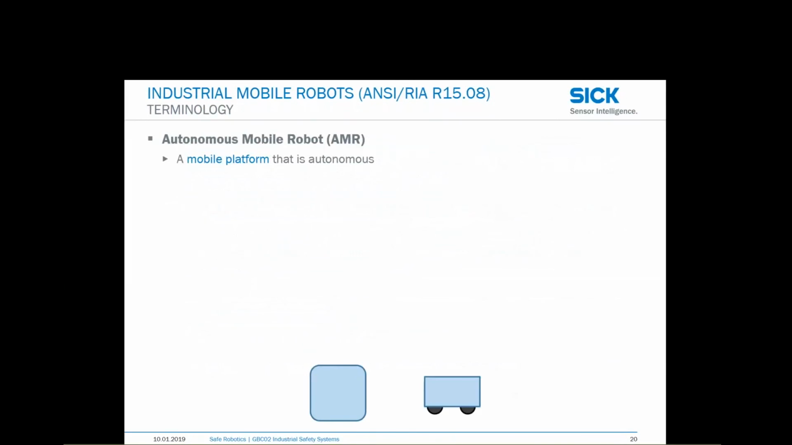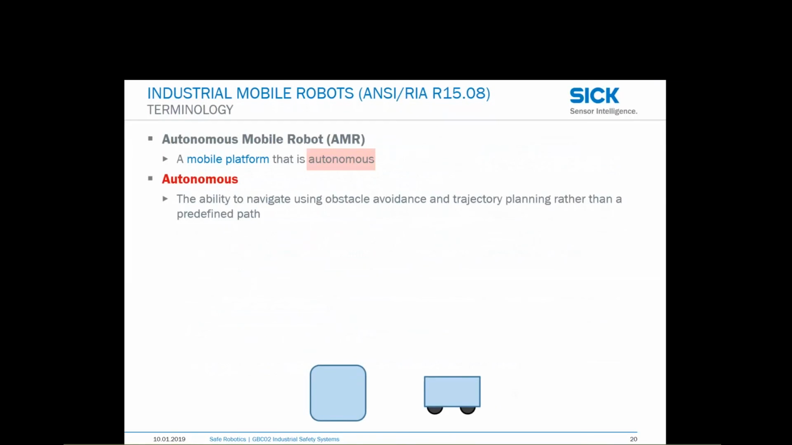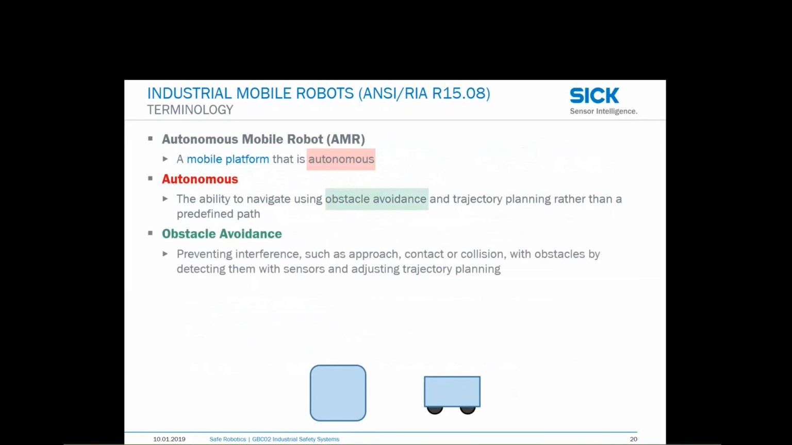So let's take a look at some of the terminology that's being defined underneath the development of the standard. As I mentioned, an autonomous mobile robot is a mobile platform that is autonomous. That means it has the ability to navigate using obstacle avoidance and trajectory planning, rather than a predefined path. So what is obstacle avoidance? Preventing interference such as approach or contact with objects, whether it's a fixed object or a moving object like other AMRs and/or persons in the area, detecting them with sensors and adjusting their trajectory.